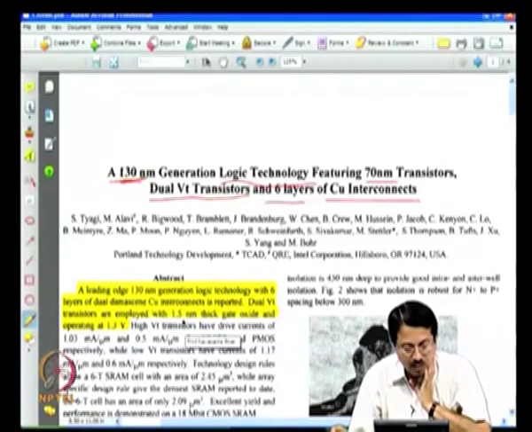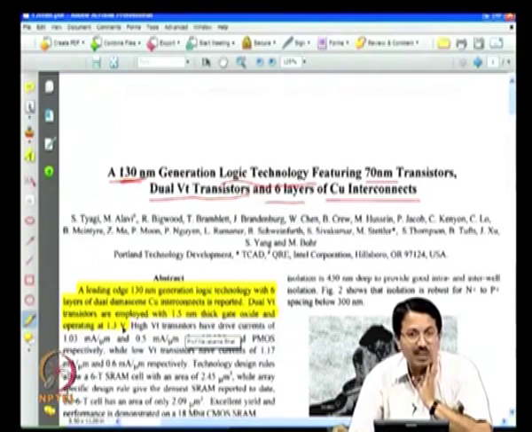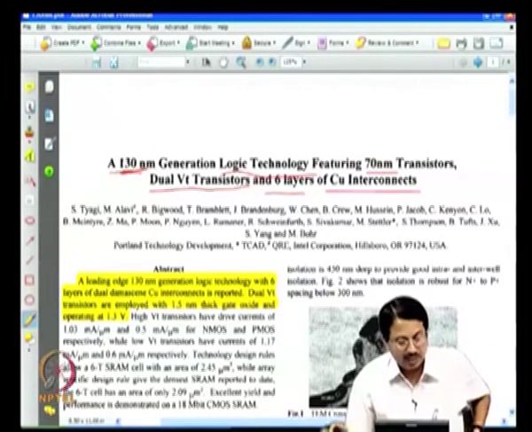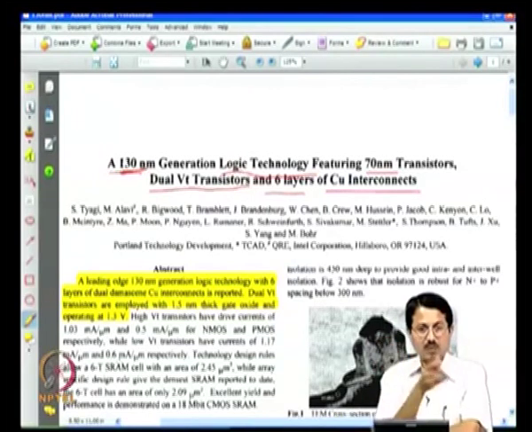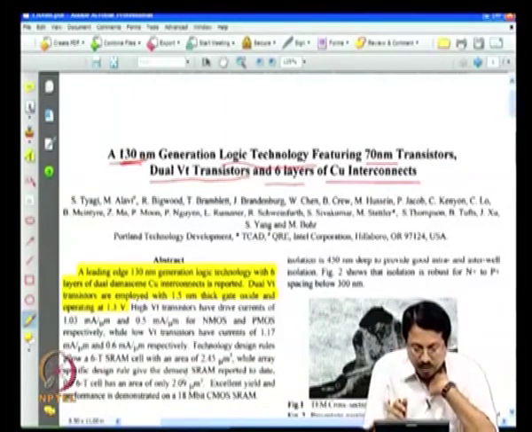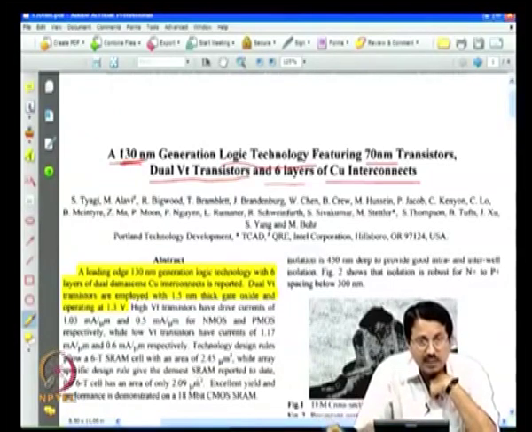Dual VT transistors are employed with 1.5 nanometer thick gate oxide. The gate oxide thickness has gone down compared to the previous generation, operating at 1.3 volt. Previously it was 1.5 maximum, now it is 1.3. You see, high VT transistors have drive currents of 1 milliampere and 0.5 milliampere per micron for NMOS and PMOS, while low VT transistors have 1.17 for NMOS and 0.6 for PMOS respectively. So, two flavors of transistors. Again they have demonstrated the technology on an 18-bit SRAM.